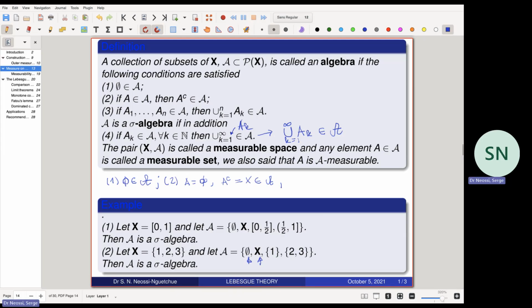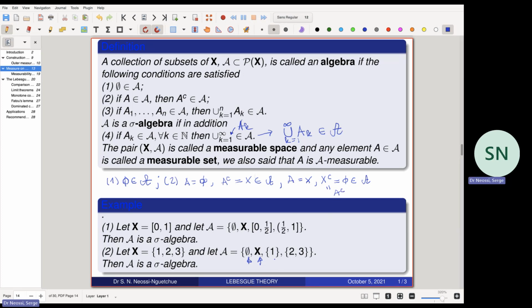Obviously, the empty set is an element of A. So I take another element of A, which is X itself. I don't need to do that, because the complement of the complement is A itself. So if I take the complement of X, it will give me the empty set. But we can still write it: the complement of X is the empty set, and we know that the empty set is in A.